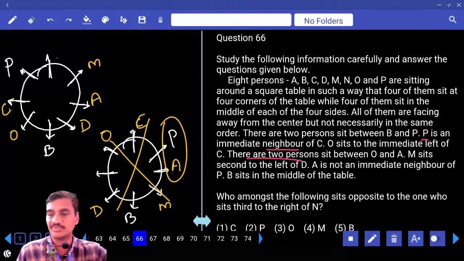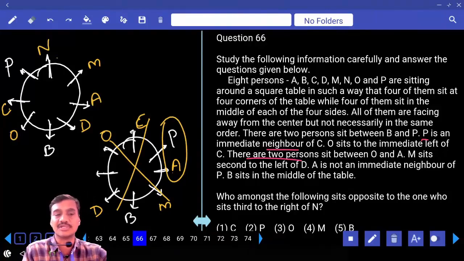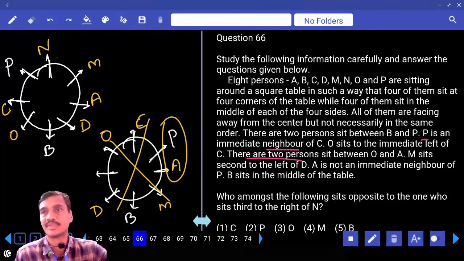Then, what is the other information we have? And who is the person left over? N is the person left over. And B sits in the middle of the table, and B is at this place. Done?